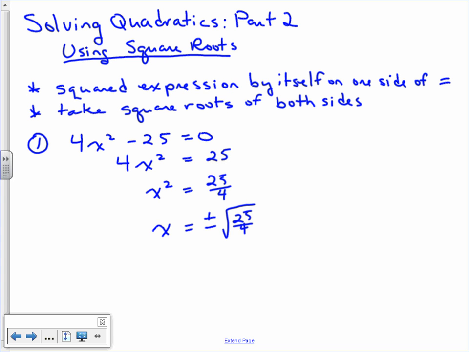And remember to always simplify your radicals if possible. And we can do that because the square root of 25 is 5 and the square root of 4 is 2. So x is equal to plus or minus 5 halves. Let's look at another example.